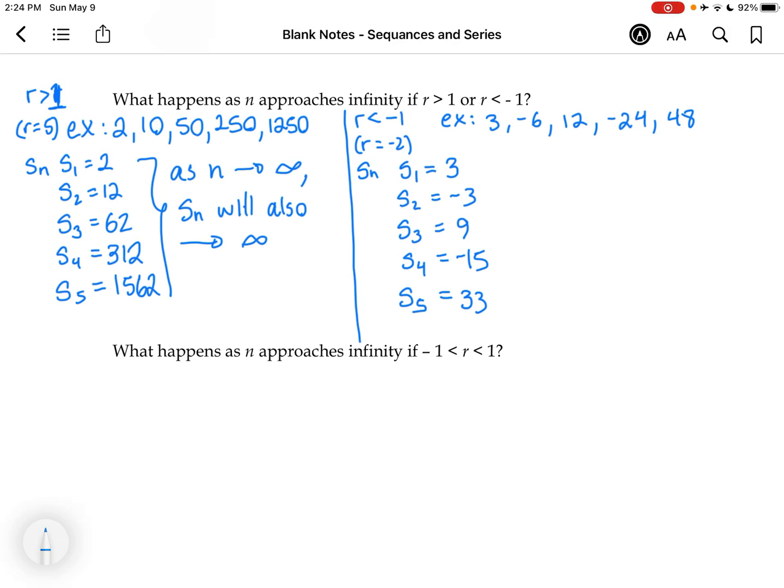If we try to make a generalization here, we really can't, because the terms keep flip-flopping over zero. Half of them are positive, half of them are negative. So we can't really say what's happening to the sum as n approaches infinity. We can't make a generalization. As n approaches infinity, the sum Sn doesn't approach anything.